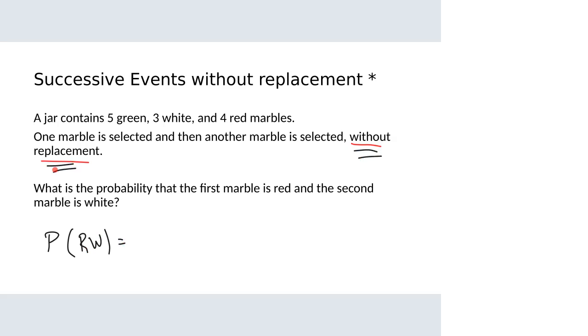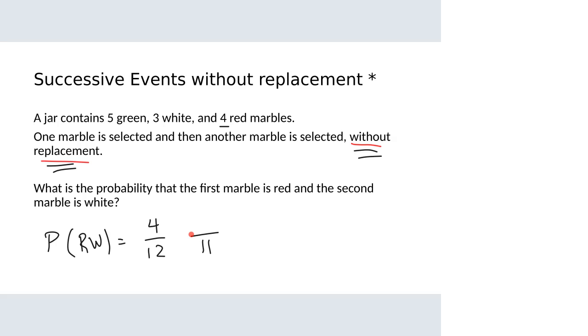The only difference here is we're doing this one without replacement. So when we go to get that red one out first, we have 4 successes out of our 12 outcomes. And then what changes is when we go to get the second marble, now we don't have 12 in the jar anymore. We only have 11. Because we pulled out that first marble and left it out, now there are only 11 marbles left in the jar.